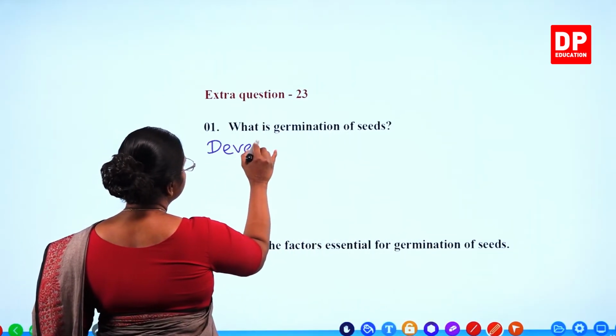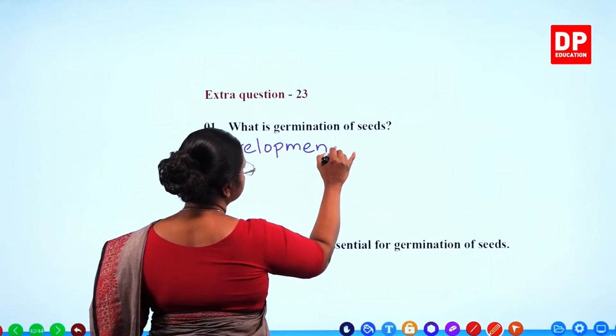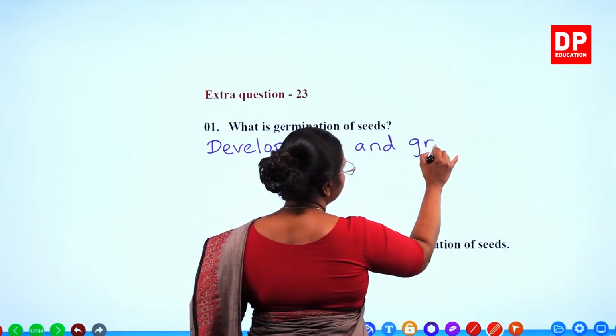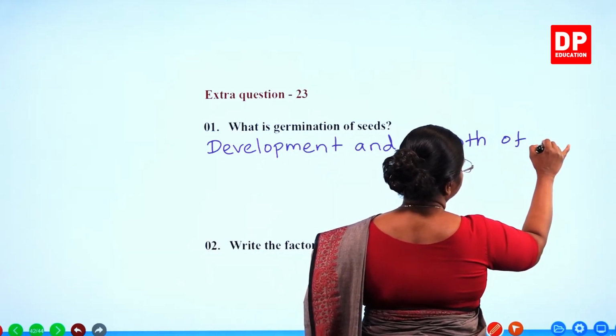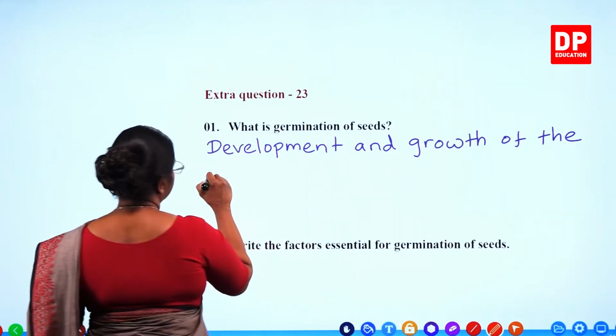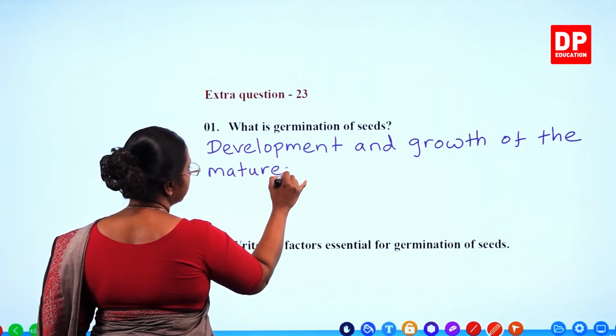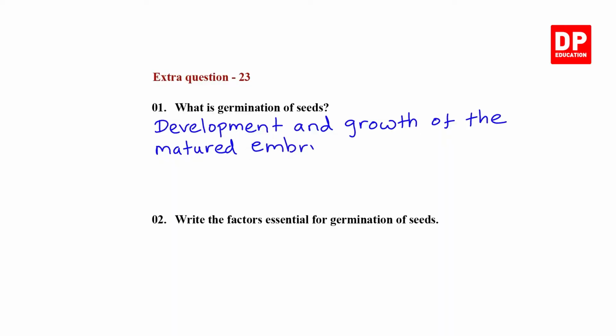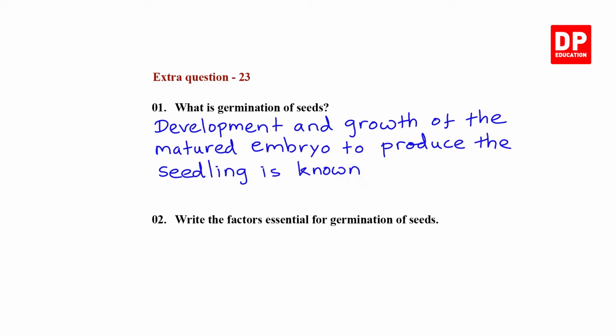Development and growth of the matured embryo to produce the seedling is known as germination of seeds.